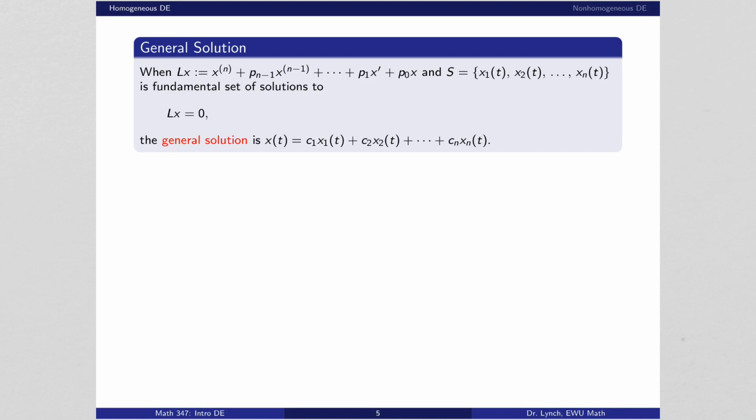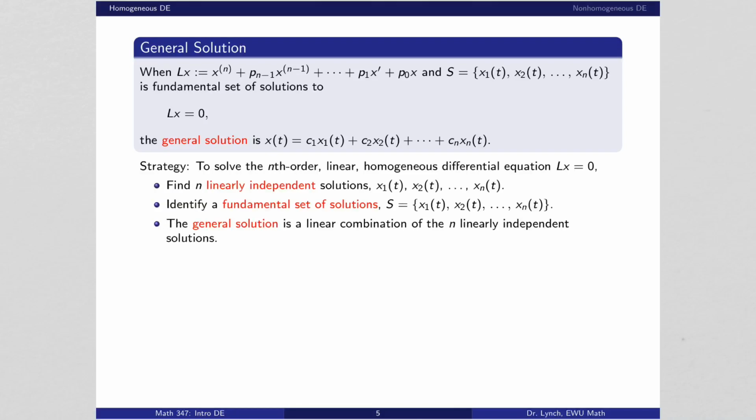Okay, the general solution to this differential equation follows similarly: as long as we can cook up n linearly independent solutions to the homogeneous differential equation, the general solution is a linear combination of those linearly independent solutions. We're thinking of these as forming a fundamental set and combining them with some constants c1, c2 out to cn to express the general solution. To summarize the strategy for solving an nth order homogeneous linear differential equation, we expect to find n linearly independent solutions, identify a fundamental set of solutions, and then write the general solution as a linear combination of the n linearly independent solutions. So it's exactly what we did before with our second order equation. Just replace 2 by n and you have it. That's a generalization in this case.